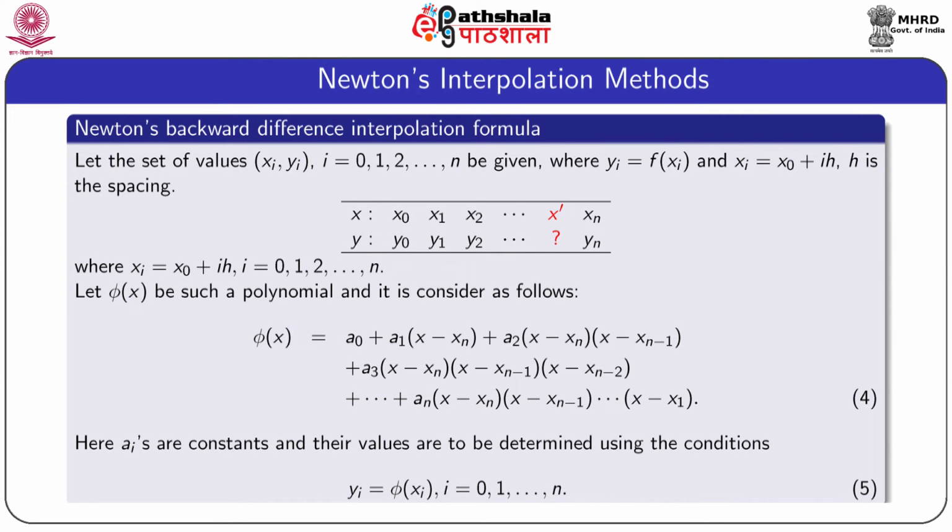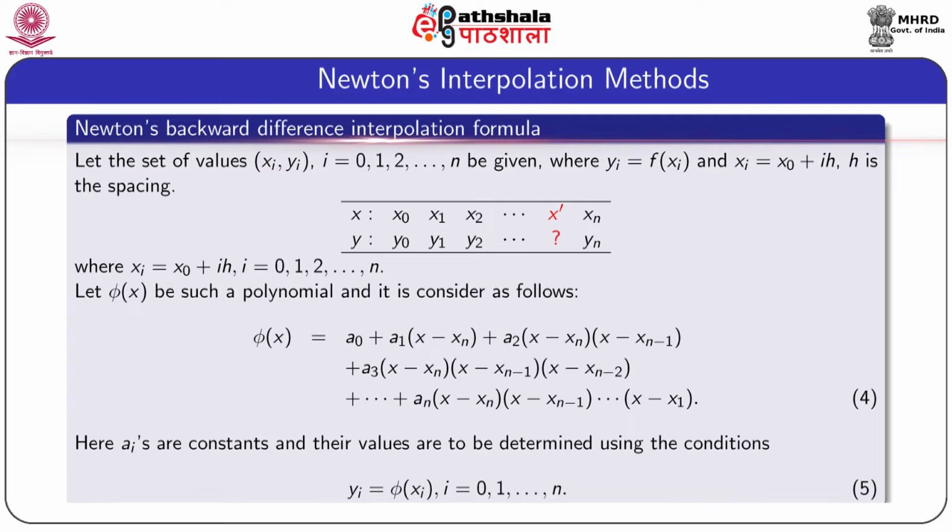Now, let us discuss Newton's backward difference interpolation formula. In this case, the problem is similar to the previous one. A set of values of x and y is given in a tabular form. Here also the arguments are equispaced, that means xi equals x0 plus ih for all i. The problem is to find the value of y when x equals x dash, which is at the end of the table. That means x dash is near xn, as mentioned in red color.